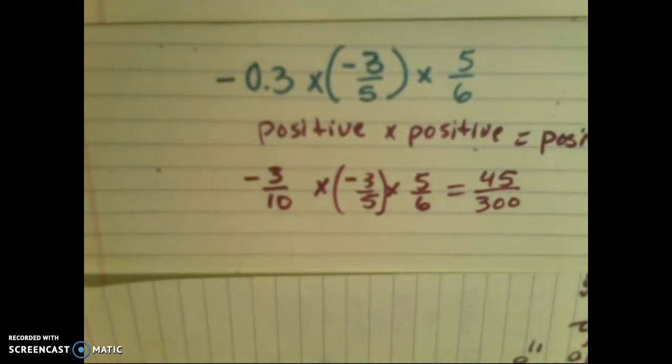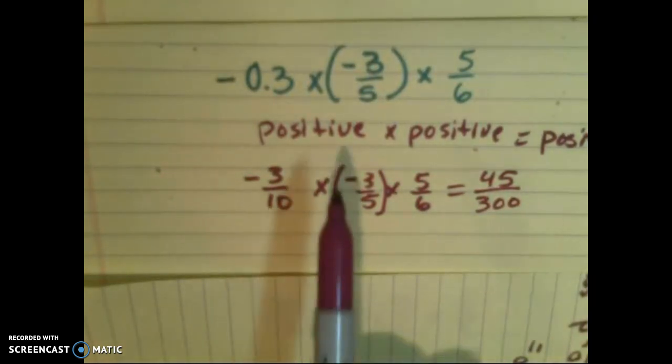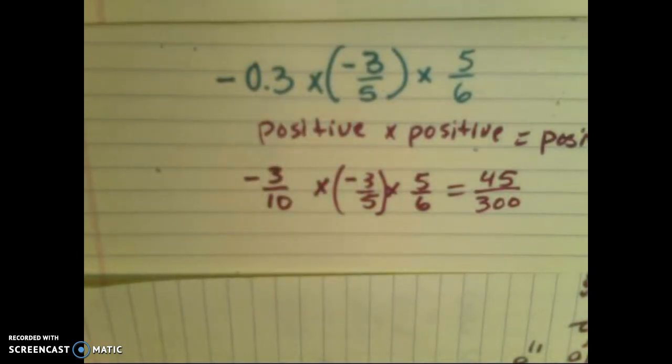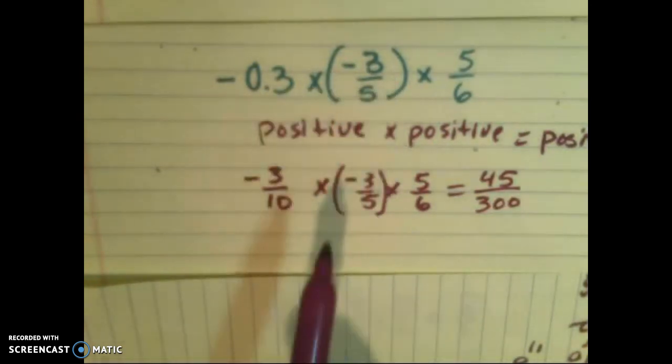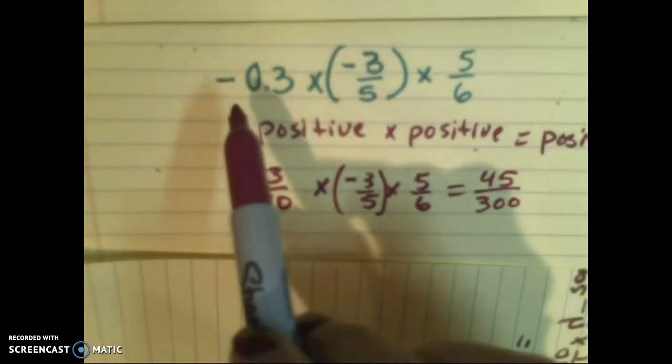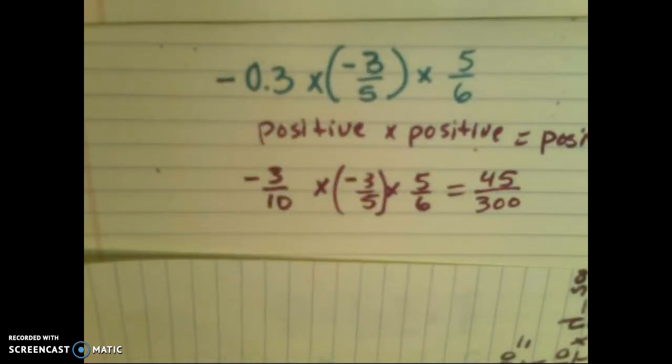So 2 things to look at. First of all, your approach. How are you going to approach this problem? And remember, when you're multiplying rational numbers, you have to make them all one form. I had decimals and fractions. I changed them all into one form. I changed them to all fractions. Remember your rules for positives and negatives, and work smarter, not harder.